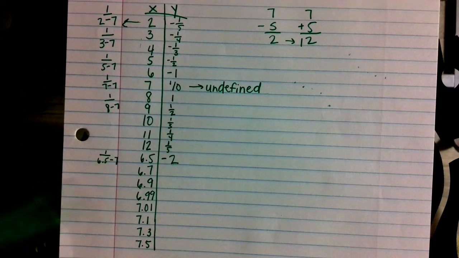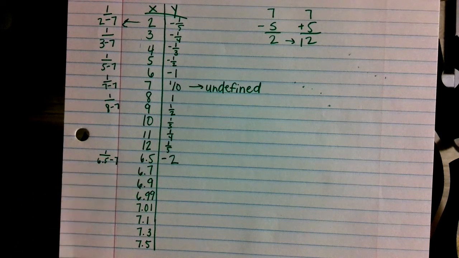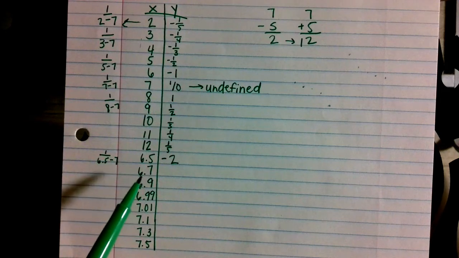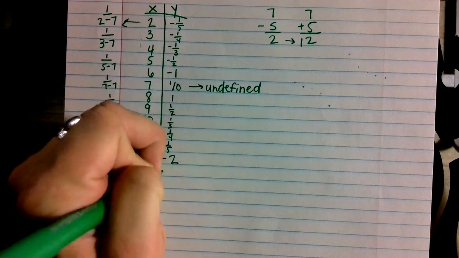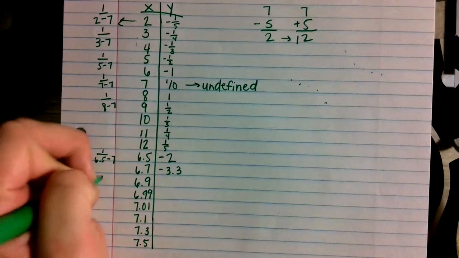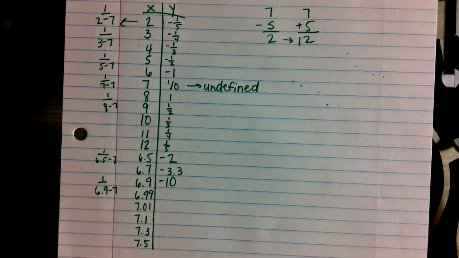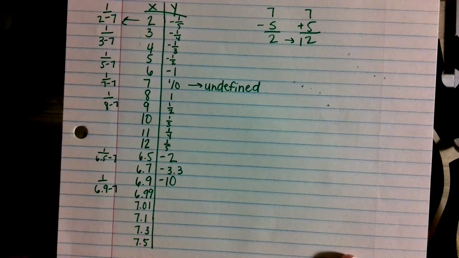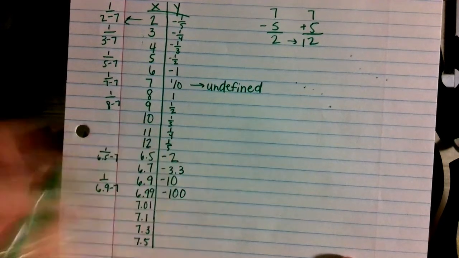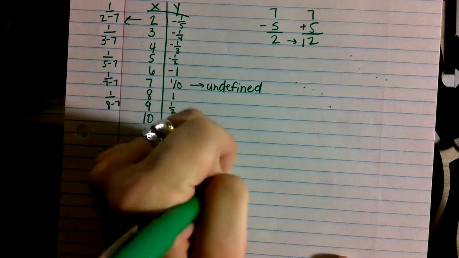Looking at our decimals now, when I plugged in 6.5, I got -2 as my answer, or my y value. When I plug in 6.7, I get -3.3, or -3 1/3. When I plug in 6.9, so I'm just going to show you one more time, I get -10. And then when I plug in 6.99, I get -100. So I can see that these numbers are getting bigger and bigger in the negative direction.